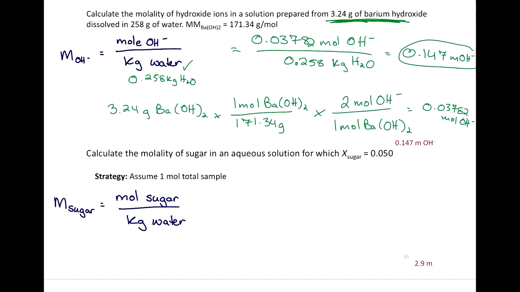All right, and so in this example, it's this ×2 hydroxide that elevated this question and makes it different than previous ones. All right, okay, so that's molality of hydroxide. So let's do this last one.